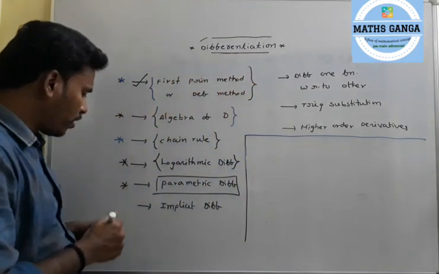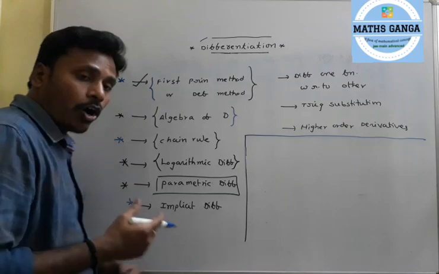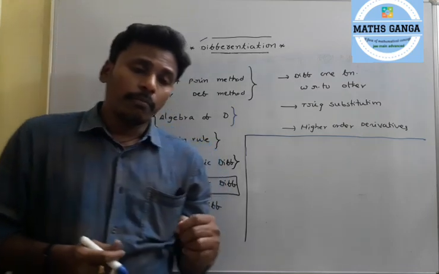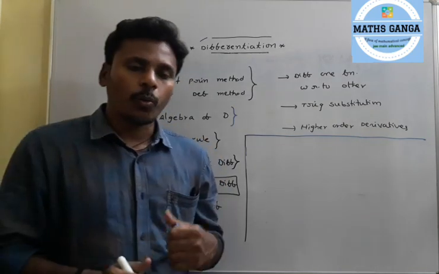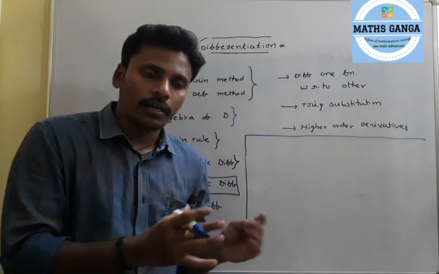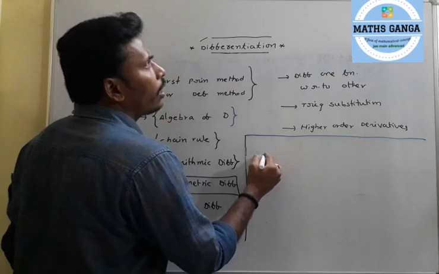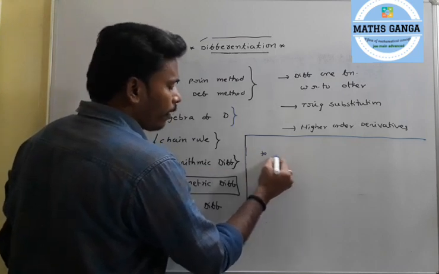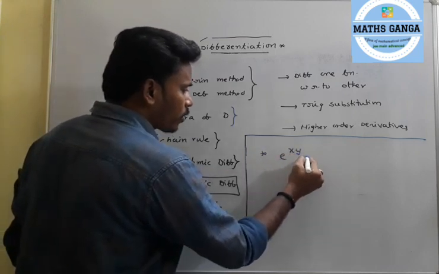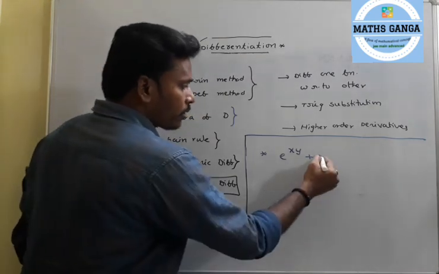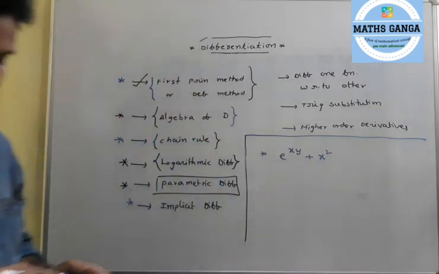Coming to implicit differentiation, here x and y are connected directly, but it is not easy to mention y in terms of x. x and y are completely mixed. Or suppose you have a function like this, I will give you, e power xy plus x square.